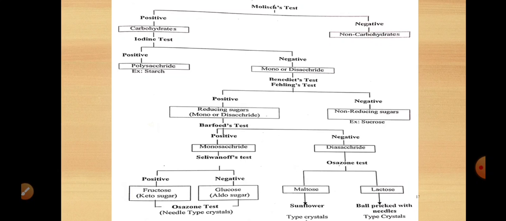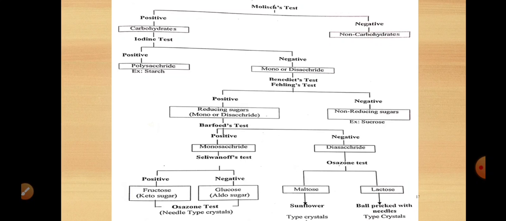Then if you get a positive result from the Benedict's and the Fehling's test, you should move ahead with the Barfoed's test. When you carry out the Barfoed's test, again you can expect two observations, positive or negative. If you get a positive result, it is an indication that monosaccharide is present. If you get a negative result, it is an indication that disaccharide is present.